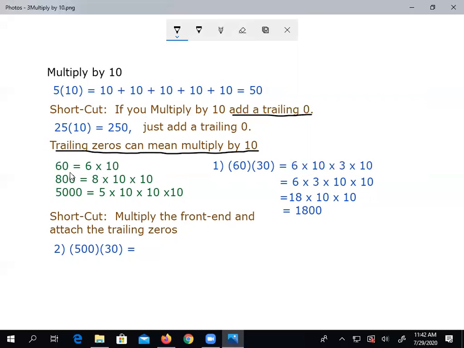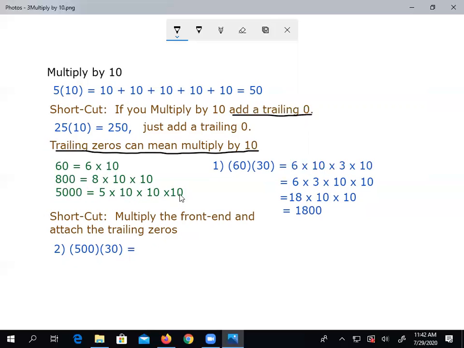So if I give you a number like 60, 60 can be changed back into a multiplication problem. There's one trailing zero, so you can say 6 times 10. So 6 times 10 would be 60. Notice how 800 has 2 trailing zeros. So that means you're multiplying by 2 tens, 8 times 10 times 10. So those are equivalent. They mean the same thing. 5,000 is the same thing as 5 times 10 times 10 times 10.